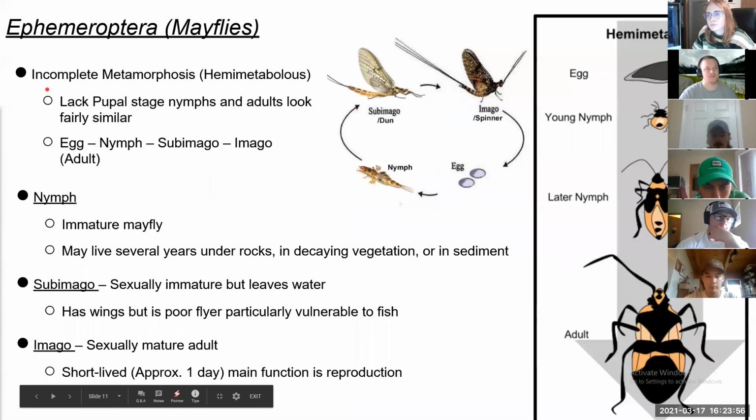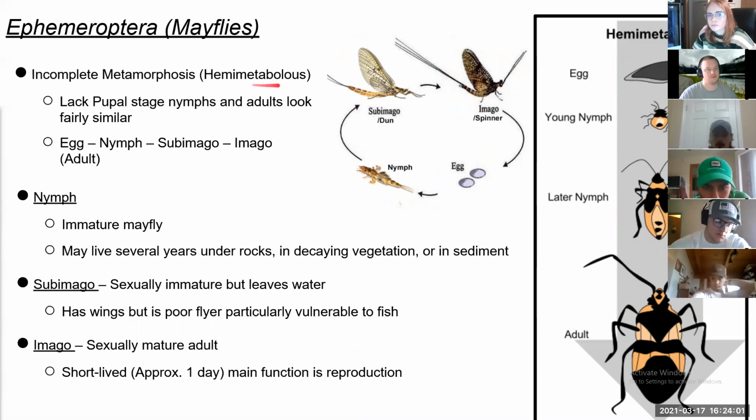So your mayflies have incomplete metamorphosis, or hemimetabolous metamorphosis, which basically means they just lack a pupal stage, and the nymphs look more similar to adults. However, they lack wings, and the nymph stage is aquatic. The nymphs will have little pads where the wings will eventually grow.